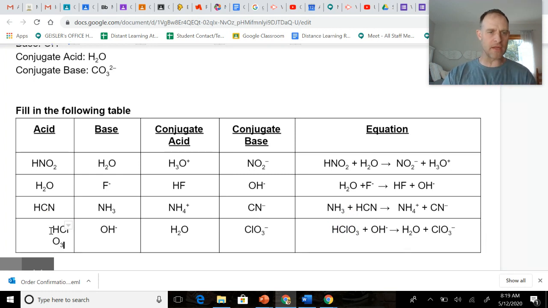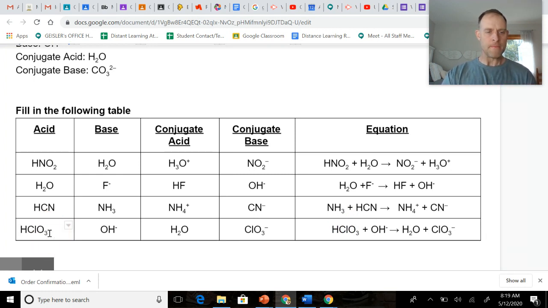That must be my donor. So HClO3 donated an H plus and became ClO3 minus. And OH minus borrowed an H plus and became H2O. This must be my acid, it starts with an H. This must be my base.